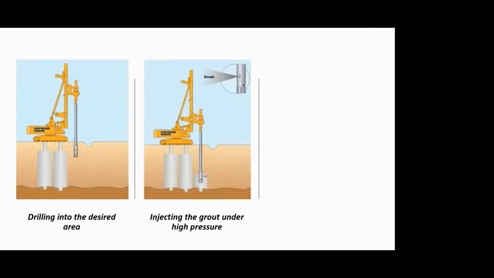Then you inject the grout, and if you focus on this portion, you see this is the nozzle that I was talking about. This nozzle is capable of rotating at a high speed and it sprays the grout. Due to that rotation and the force in spraying, or the high pressure through which it is sprayed, that helps in movement of your soil.